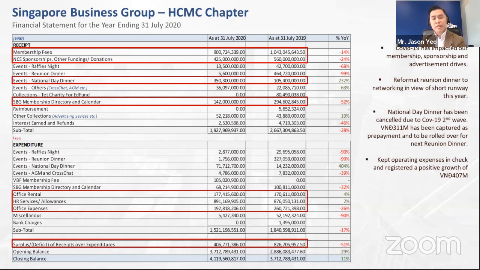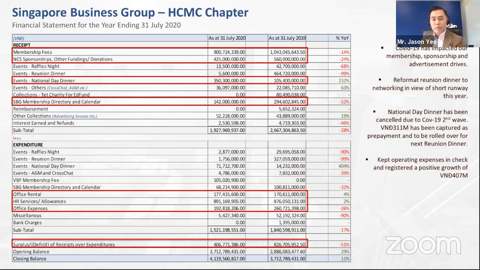So 2020 is a year of austerity. Although Vietnam's economy is projected to grow by about 1.5 to 2%, other parts of ASEAN are expected to contract by up to 7% on an annualized basis. So this has largely affected our individual and national corporate sponsorship acquisitions. And as you can see from the financials, it has dropped by about 14 to 24% year-on-year.